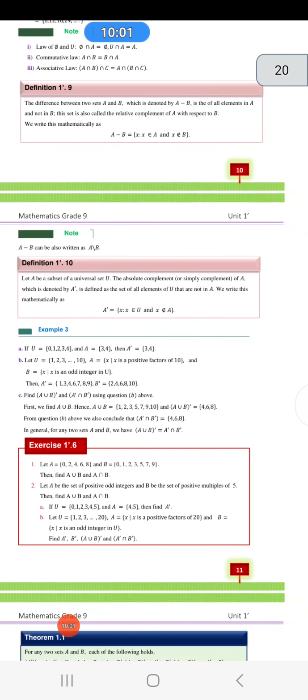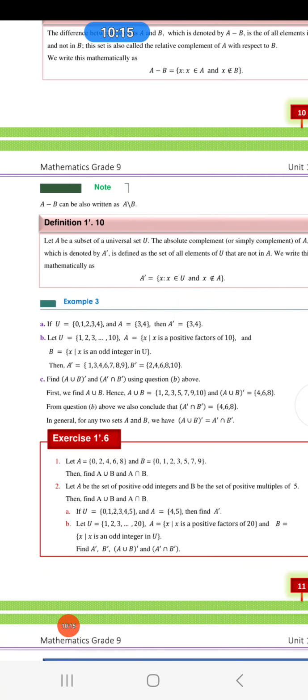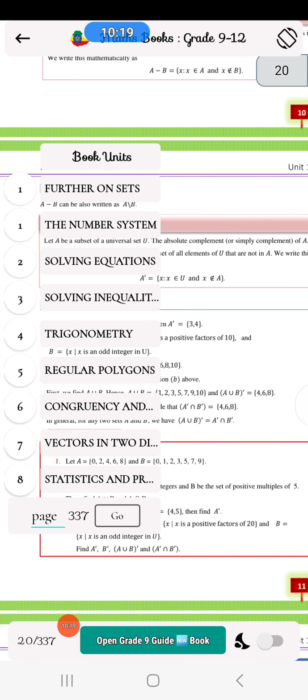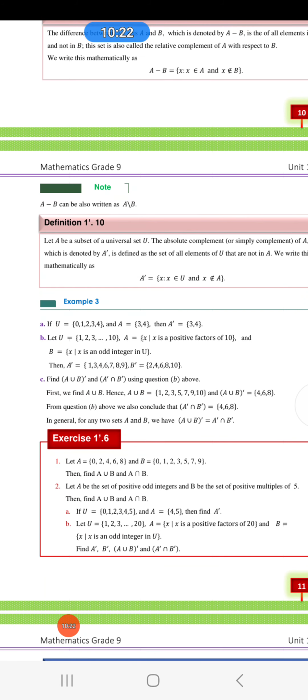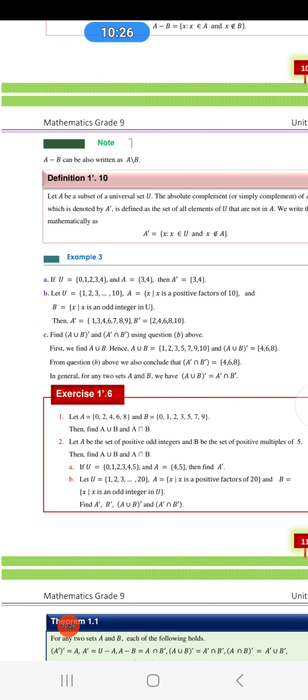Inni itti aanu C irratti find A union B prime and A prime intersection B prime using equation B kana fayyadamuudhaan. Prime jechuun makoo isaanii keessa kan hin jirre jechuudha. Makoo isaanii keessa kan hin jirre walitti makuu akkasuma A keessa kan hin jirre keep A B keessa kan hin jirre.